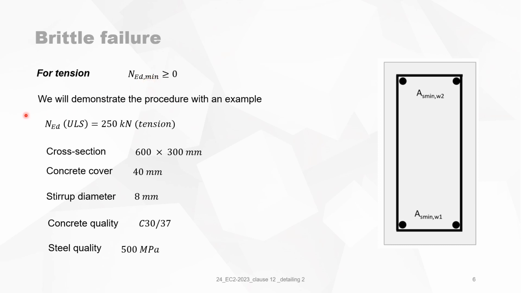We will demonstrate the procedure that we explained in the previous slide with an example. We will take a rectangular cross section, and the cross section is 600 by 300 millimeters. The concrete cover is 40 millimeters. The stirrup diameter is 8. Concrete quality is C30/37, and the steel quality 500 MPa.